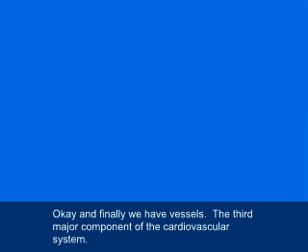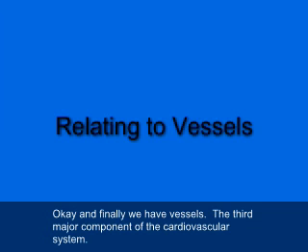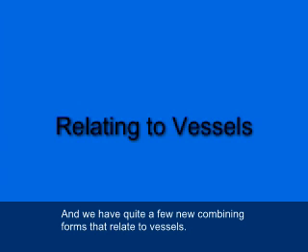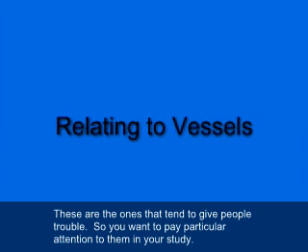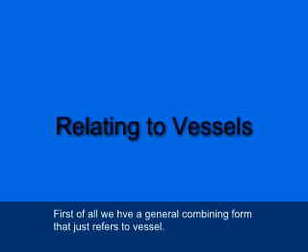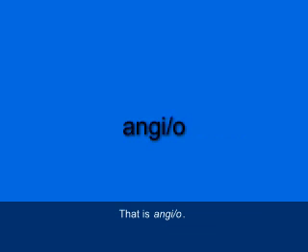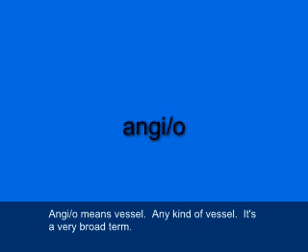Okay, and finally, we have vessels, the third major component of the cardiovascular system. And we have quite a few new combining forms that relate to vessels, and these are the ones that tend to give people trouble. So you want to pay particular attention to them in your study. First of all, we have a general combining form that just refers to vessel, and that is angio, ANGI/O. Angio means vessel, any type of vessel. It's a very broad term.